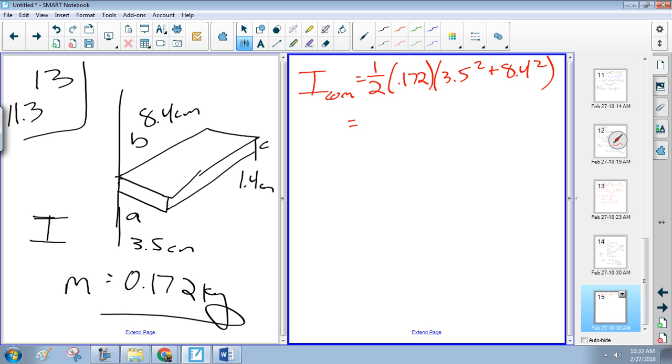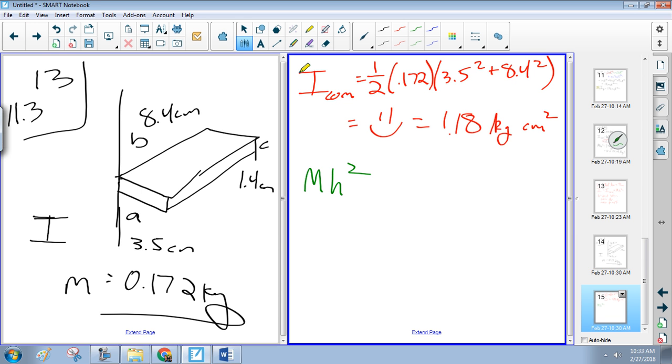So anyway, this gives you a number. Anybody know what it is offhand? No? Okay, whatever. It gives us a number, right? What is it? 1.8? Cool. And that's kilogram centimeters squared.